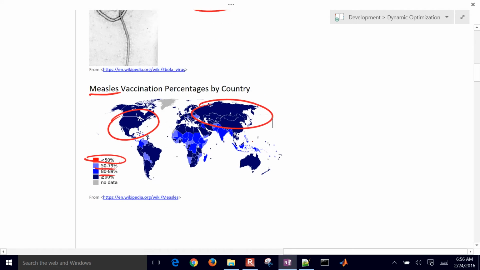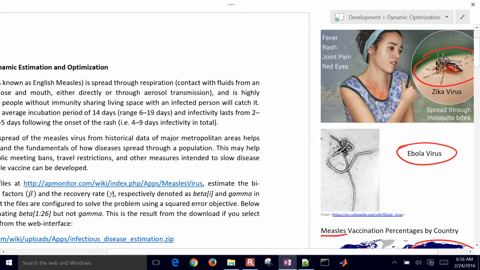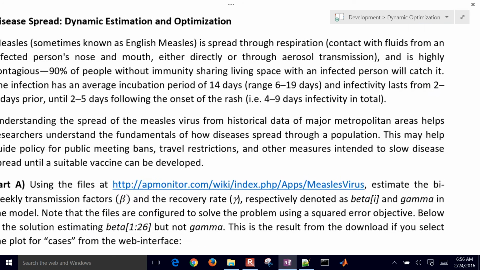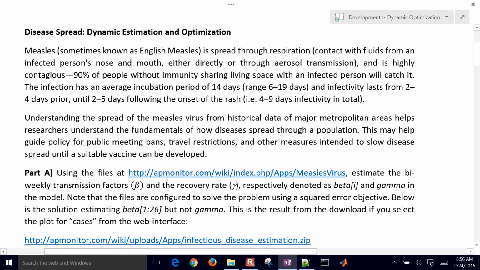Okay, so in this problem, we're going to use measles because there's good data on measles to understand and model infectious disease spread, and then also how to optimize that if you have a limited supply of vaccines. Okay, so we have this problem.